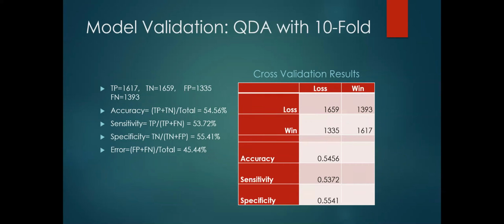This model shows the QDA analysis, and again, we go through the true positive, true negative, false positive, and false negative. For these results, the accuracy was 54.56%, sensitivity was 53.72%, specificity is equal to 55.41%, and the error is equal to 45.44%.